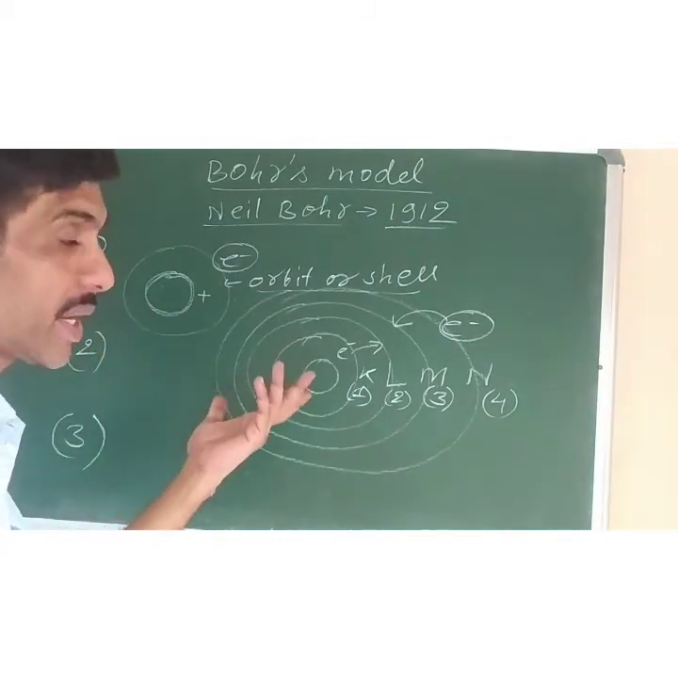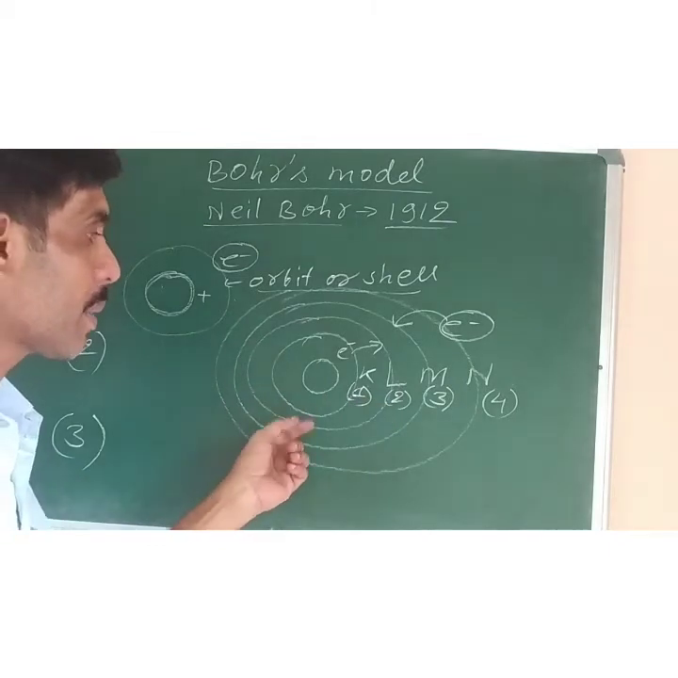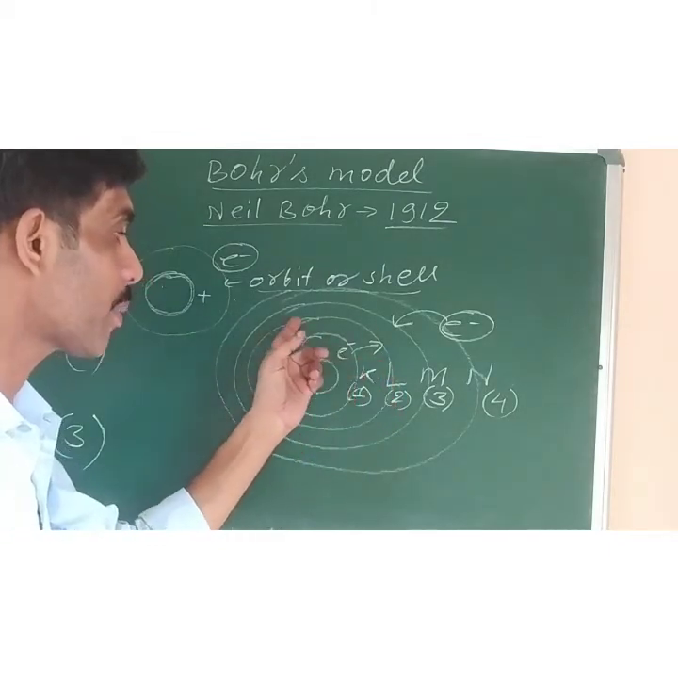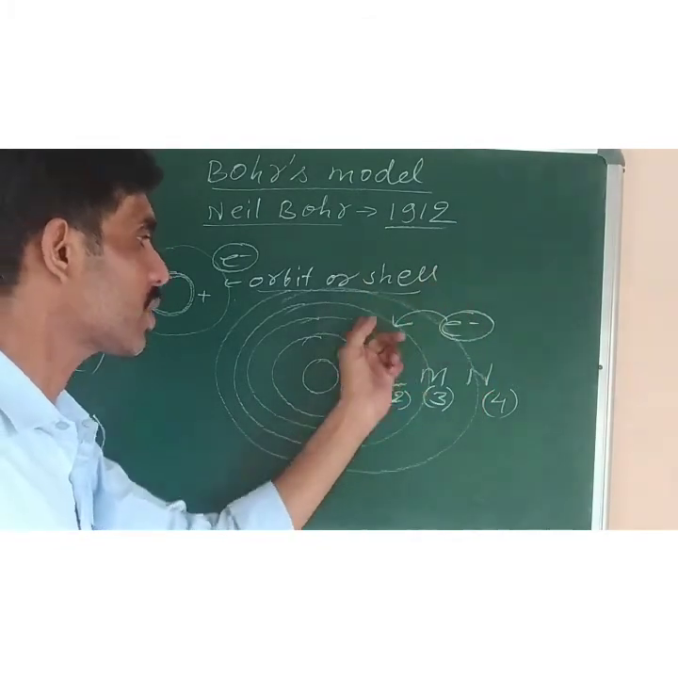So thus he explained the stability of the atom, how the electrons change their orbit. By absorbing energy, they jump from the inner cell to the outer cell. By losing energy, they jump from the outer cell to the inner cell.